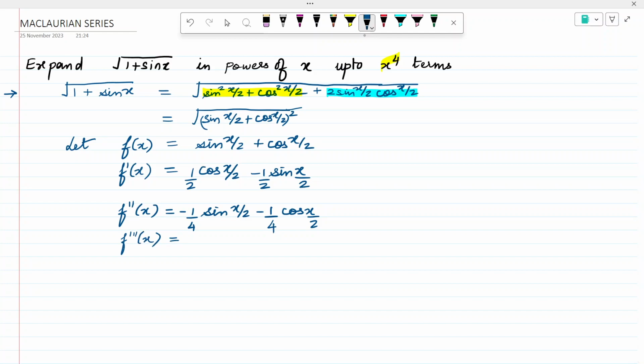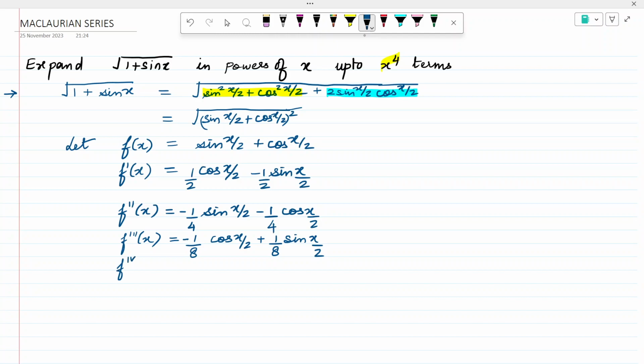Negative 1 by 4 as it is, derivative of sine is cos. And one more 1 by 2, that will become 1 by 8. And here this will become positive because cos derivative is positive sine, and this will again give me 1 by 8. Sorry, cos derivative is negative, so this becomes plus.